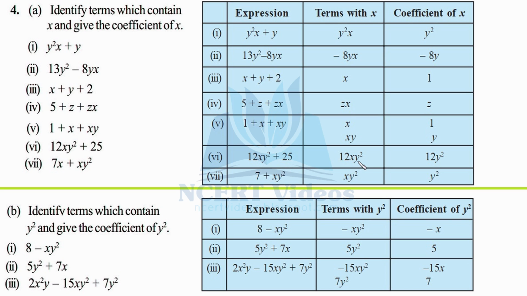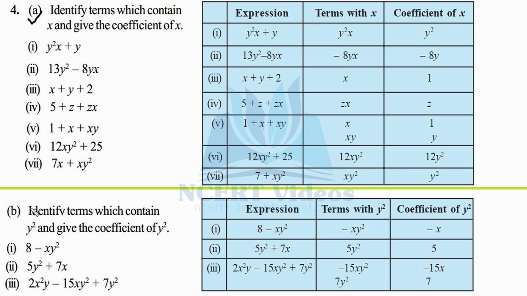Here we take this term only because the other doesn't contain any x. So 12x y squared, and everything other than x, because we have to find the coefficient of x. So 12y squared. Last thing, 7 plus xy squared. So only this term. Writing xy squared, everything other than x is y squared, therefore y squared is the coefficient of x in this term. So in this way, A part is finished.